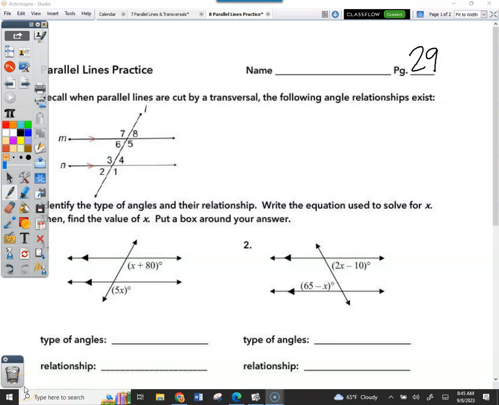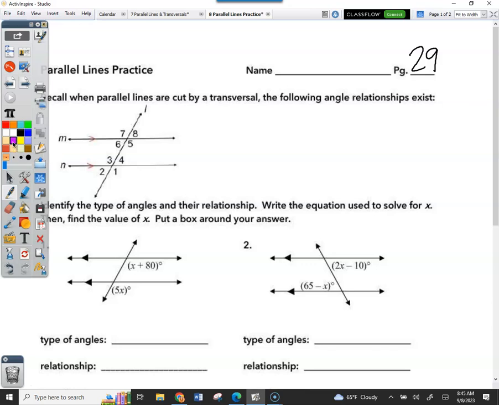Right, this is page 29. We're looking at the same thing you did yesterday. Instead of it just being the angle measures, now it's going to be algebraic expressions, which means instead of being able to look at it and simply say the answer, you're going to have to set up an equation.